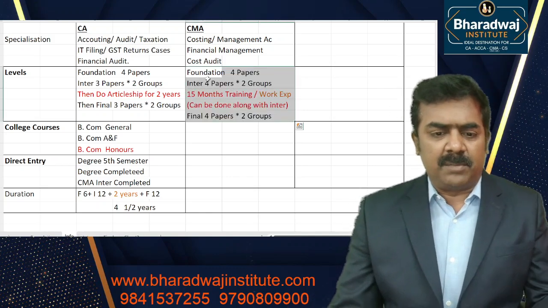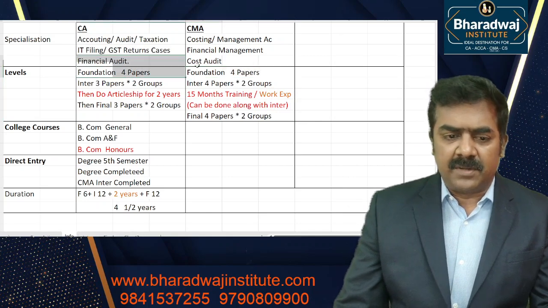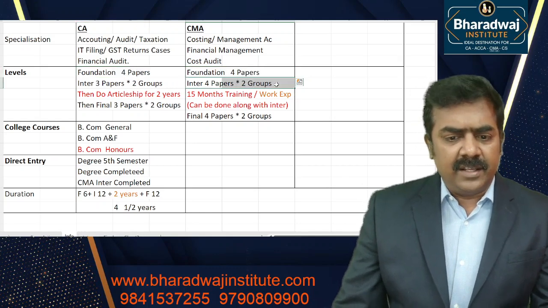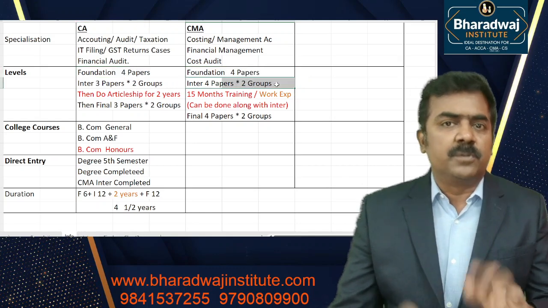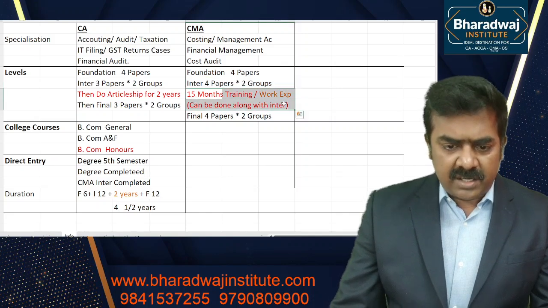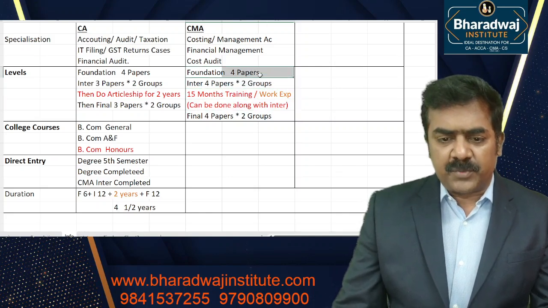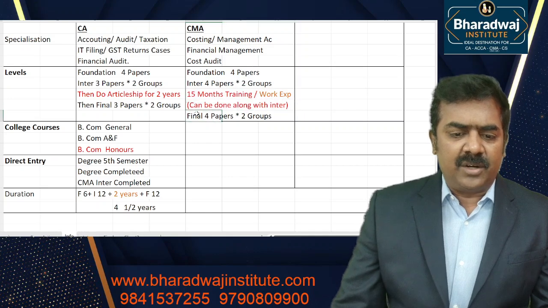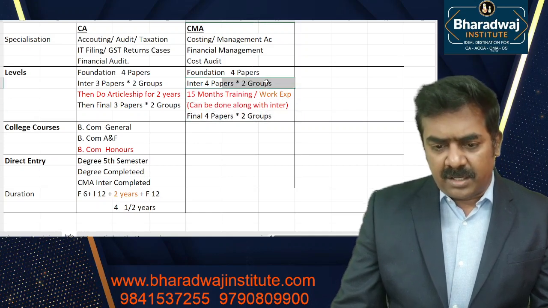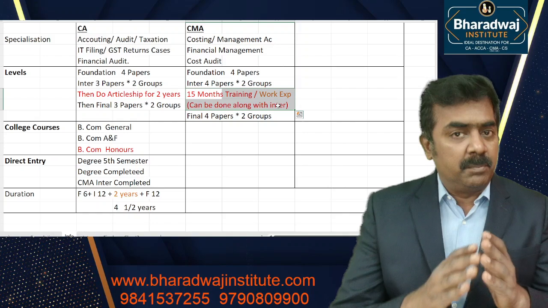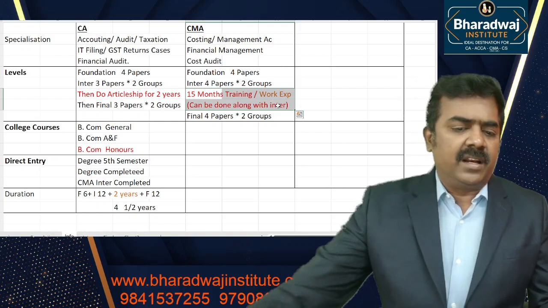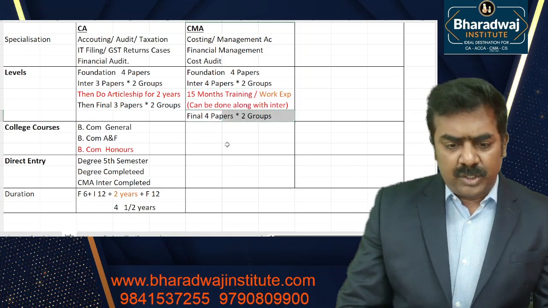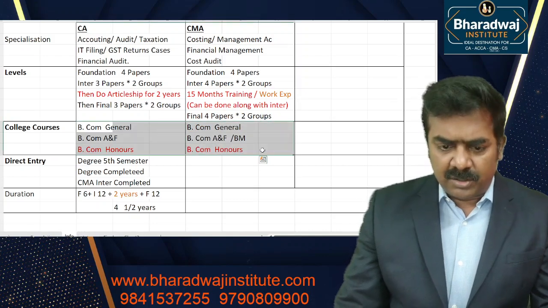This also has the same levels, foundation 4 papers, similar to CA. I'll come to the paper pattern after 5 minutes, as I told you earlier. Inter has two groups of 4 papers each. 15 months of training can be done along with inter. When you start inter, you can start your training also. Then you can write your final exams. Intermediate can be done along with the training, or you can complete your intermediate and go for training, where it will take about 15 months, the minimum requirement to write your final exam. So these are similar courses you can do.